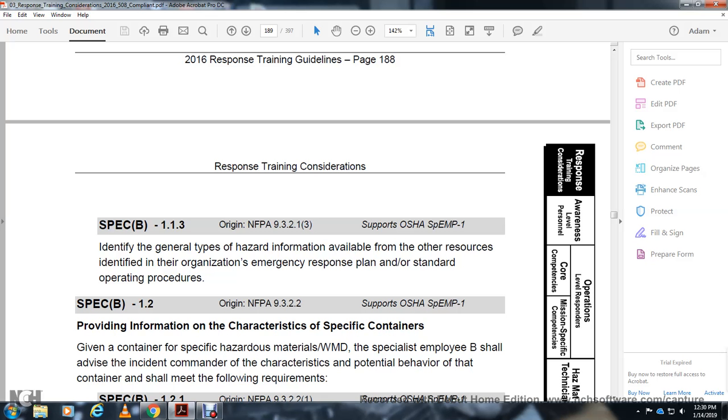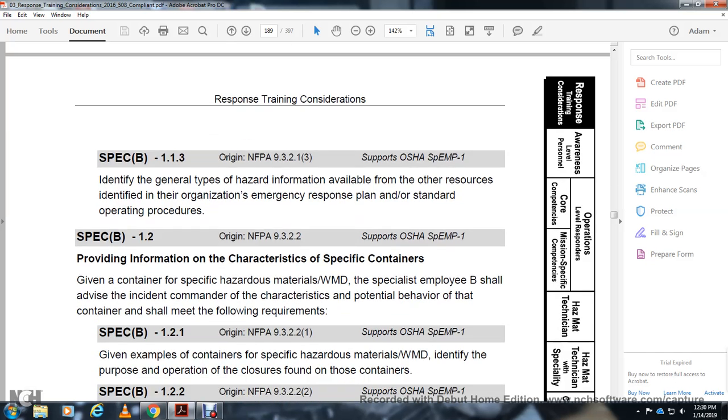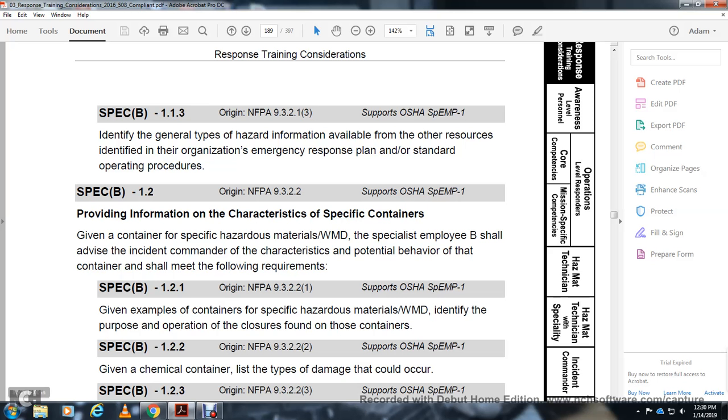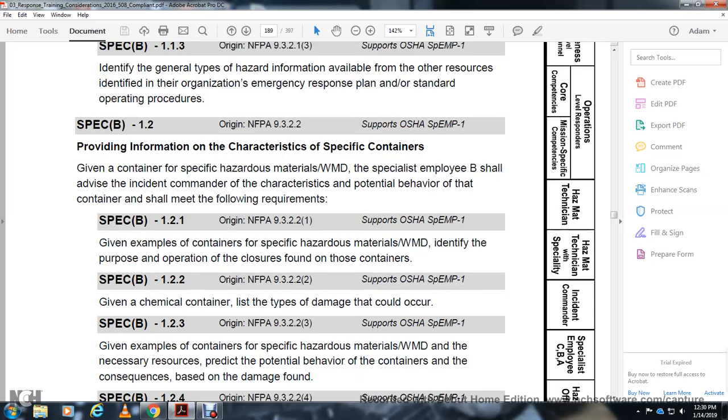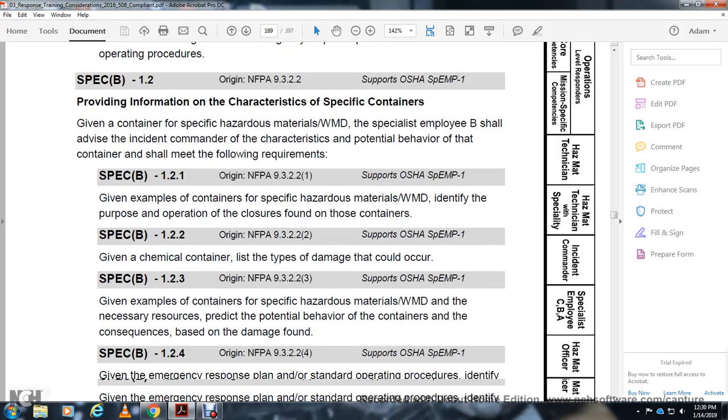Specialist Employee B shall provide the incident command with the character of the potential behavior of the containers, and shall meet the following requirements. Give an example of the containment of a specific weapon and material of mass destruction for the purpose of the operation, closure found in the container. Given the chemical container, list the types of damage that could occur. Give an example of the containment of a specific weapon, material of mass destruction, and the necessary reason for the particular potential behavior of the container, consequences based on damage found.